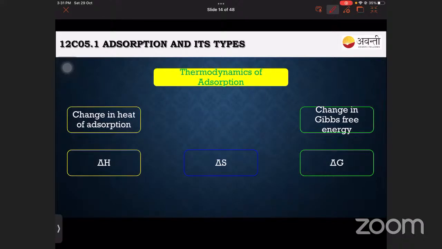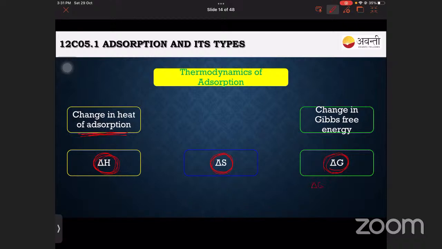Now let's talk about the thermodynamic aspect of how adsorption is taking place and the thermodynamic reasons why adsorption is favorable or not favorable. First we'll talk about the change of heat of adsorption, that is enthalpy, and how it affects the adsorption process. Then we'll see how the entropy changes and affects the process. After these two effects, we'll see Gibbs free energy, whether the reaction is spontaneous or non-spontaneous, right?